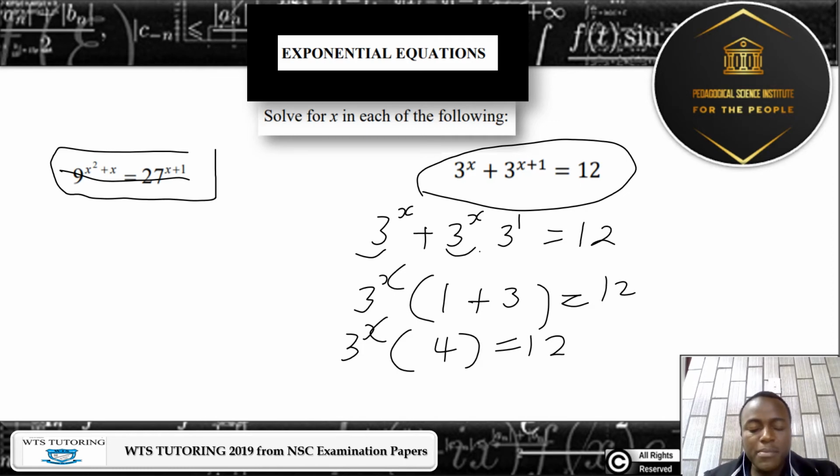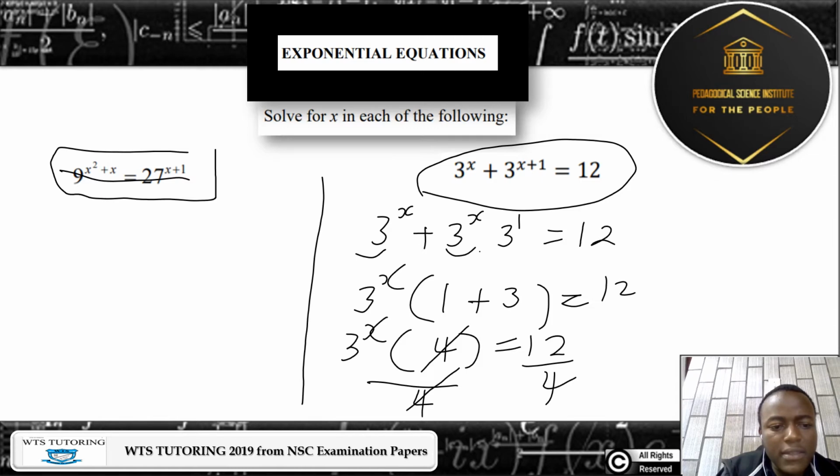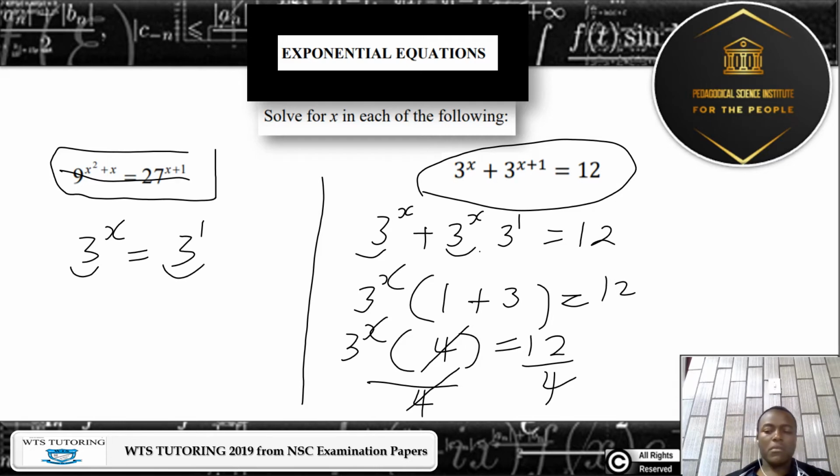Then we just divide by 4 both sides in order to solve for x. Then 3 exponent x is equal to 12 divided by 4. It's 3, right? Then now, if we have the powers of the same base, we equate the exponent. So now we just say x will be equal to 1. So that's basically how you solve for x there.